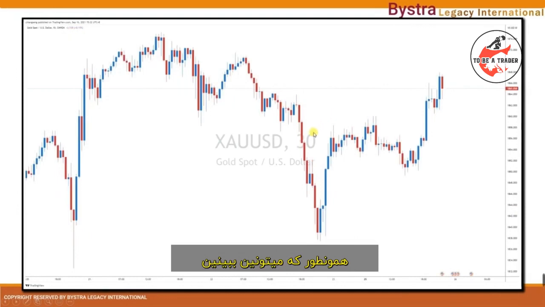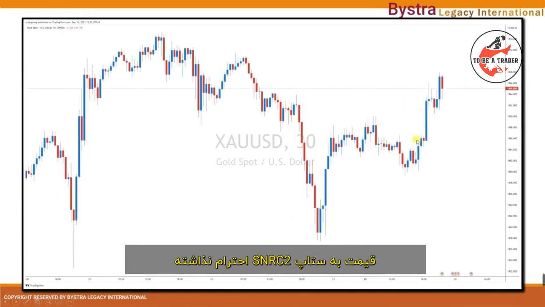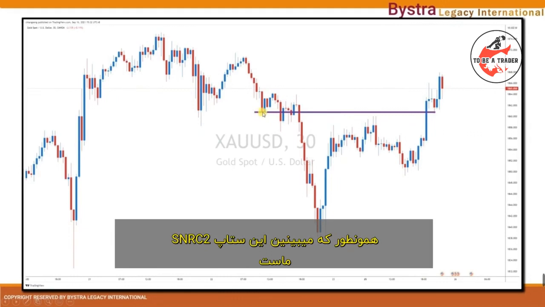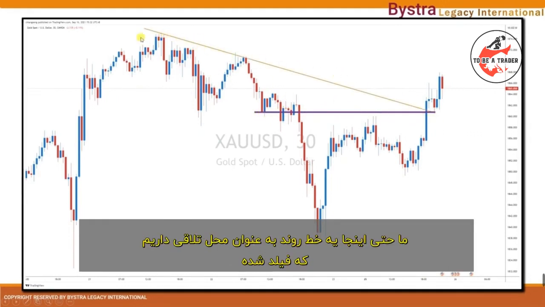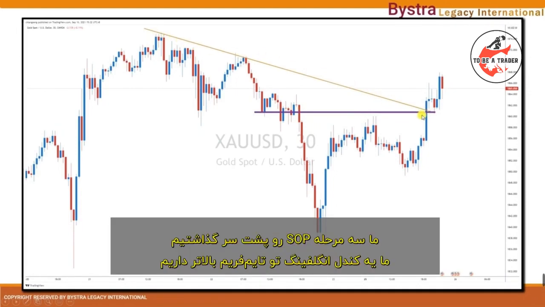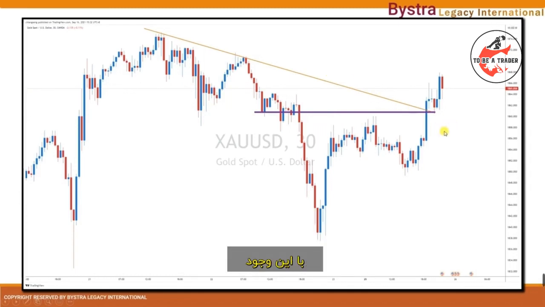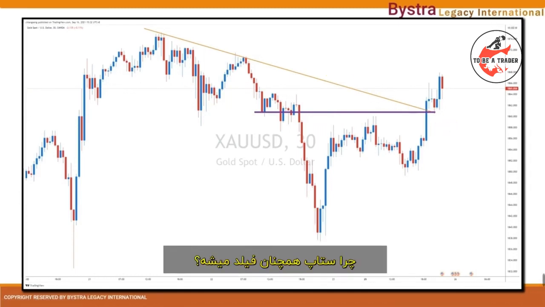As you can see, what happened next? Price did not respect the SNRC2, even though it is in the confirmation candle. As you can see, this is our SNRC2. We even have a trend line as a confluence. You see guys, we met 3 SOP. We have an engulfing candle at a higher time frame. And the best part, we have a trend line as our confluence. Yet, why does the setup still fail?